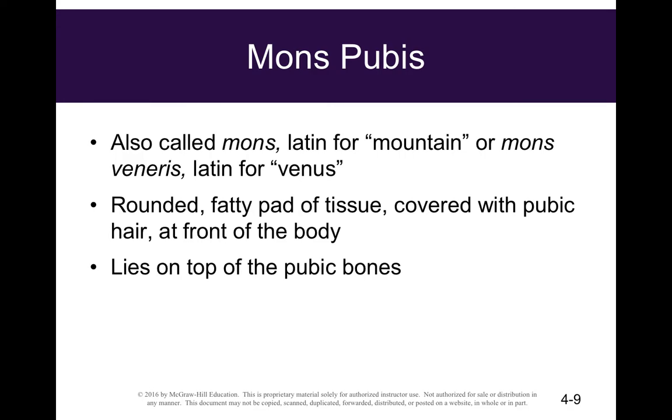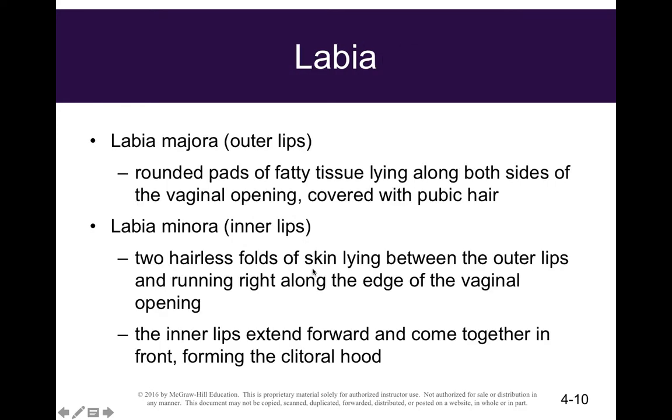The mons pubis, mons in Latin means mountain. The mons pubis is also called the mons veneris, Veneris Latin for being Venus, right? So the goddess of love. So the mons pubis is named after the goddess of love as well. It's a rounded, fatty pad of tissue covered with pubic hair that rests at the front of the body. It lies over the pubic symphysis, where the two pubic bones come and join together. And it helps protect the body during sexual intercourse. Lies on top of the junction of the pubic bones.